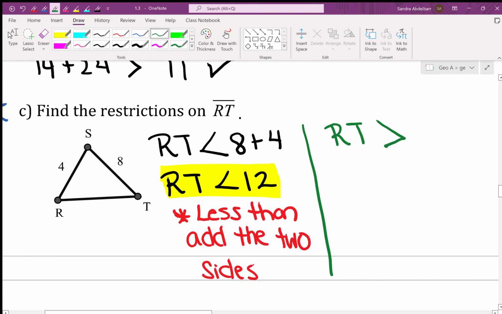Bridget? It has to be bigger than 8. It could actually be smaller than 8. Like if I put a 7 here, 4 plus 7 is 11. That's bigger than 8, right? So it's smaller than 8.